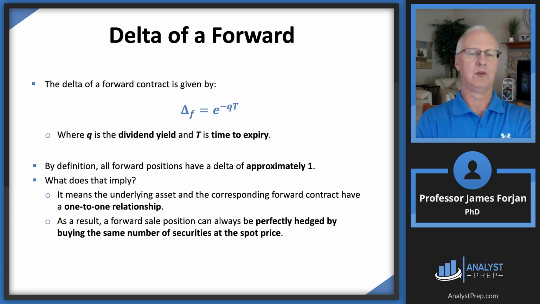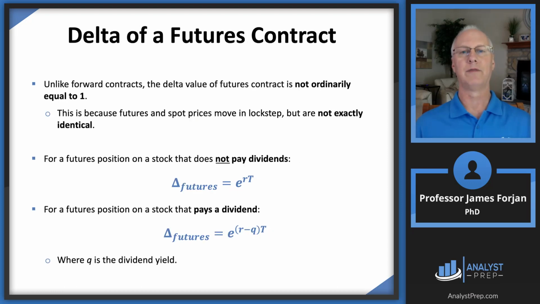Now the next question is, can we use this delta knowledge to help us manage the risk of owning other derivative securities like a forward contract and a futures contract? And the answer is yes. And the good news for you guys is that the delta of a forward contract is going to be about 1. The delta of a futures contract is going to be just a little bit less than 1, depending on the dividend yield. Now, the delta of a forward contract is probably going to be 1 because forward contracts typically don't have tremendous secondary markets, but futures contracts do.